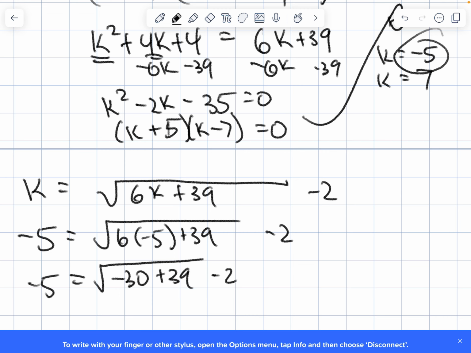Let's go over here. I think my pencil is dead. Yeah, let's actually just do this in our head.